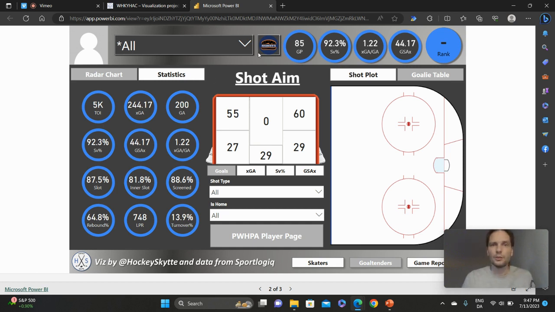So we can see here that the average save percentage for all the goaltenders is 92.3%. That's actually very, very high if you compare it to NHL data, for instance. You also see that the GSAX, goals saved above expected, using the on-net model is 44.17. And the data set is just around 40 games. So on average, the goaltenders are saving more than a goal above expected each and every game.